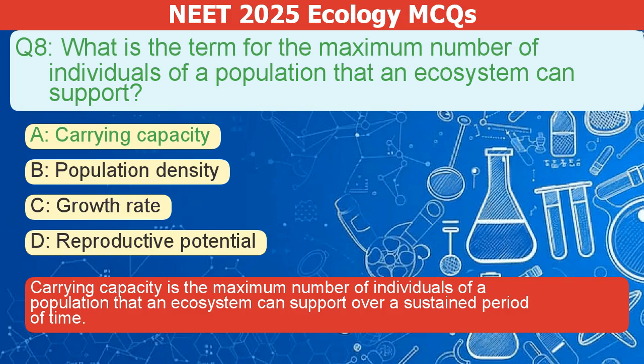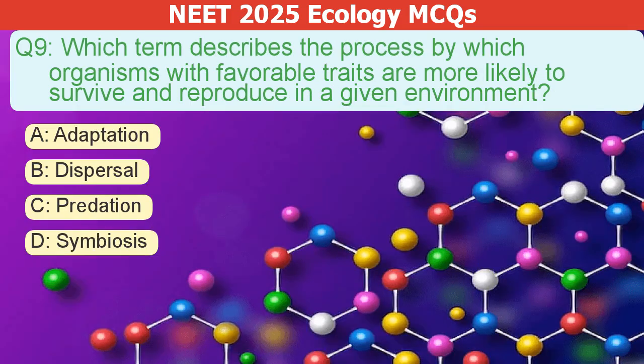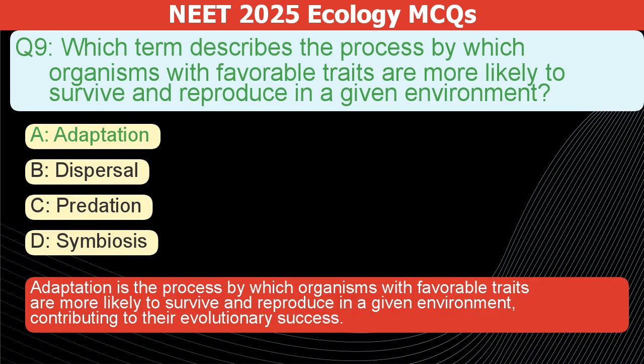Which term describes how organisms with good traits are more likely to survive and reproduce? A. Adaptation. B. Dispersal. C. Predation. D. Symbiosis. The correct answer is A. Adaptation is the process by which organisms with favorable traits are more likely to survive and reproduce in a given environment, contributing to their evolutionary success.